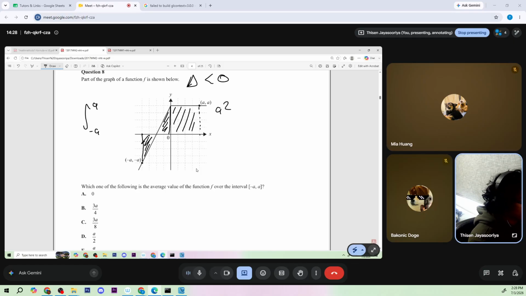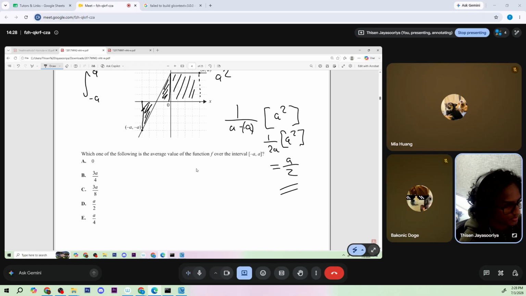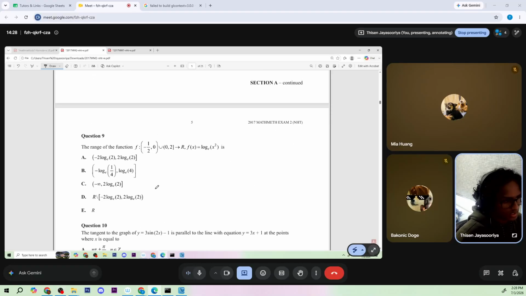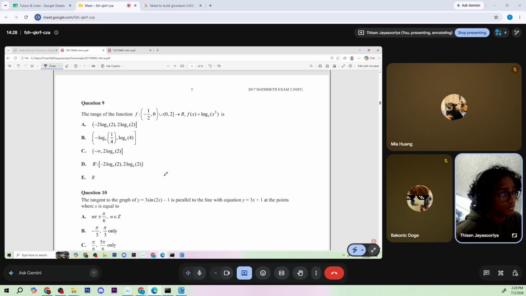So here I have 1 divided by a take away negative a, all over a squared, right? Which is just going to leave me with 2a over a squared, which is just going to be a over 2, which means the answer option is just going to be D here. So that's the average value. See, they didn't give me a function. I just have to figure it out using my understanding of that formula.